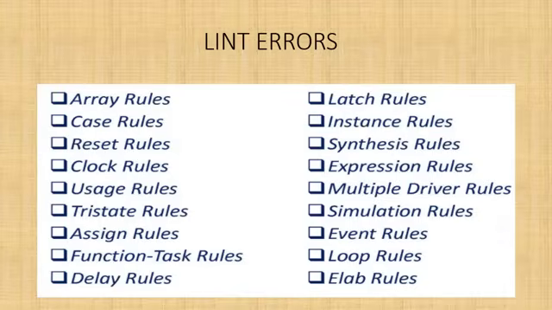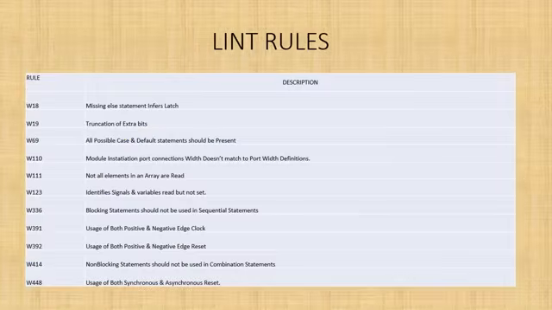To start with SPYGLASS LINT, we have SPYGLASS LINT rules which check and report the errors, if any present. Example, the array, case, reset, clock, set, functions, latches, synthesis, expression, simulations, events, loops, and lab rules. Now, the main commonly occurring lint rules are W18, 19, 69, 110, 111, 123, 336, 391, 392, 414, and 448. The W18 is for missing else statement which infers a latch. W19 is for truncation of extra bits.